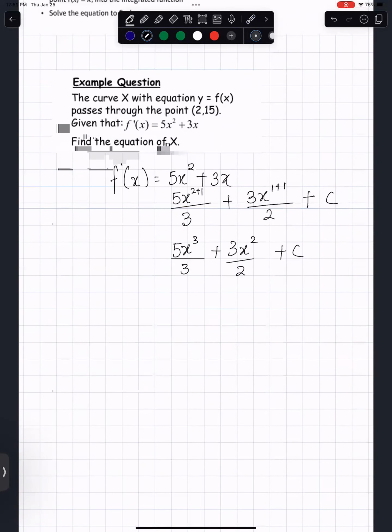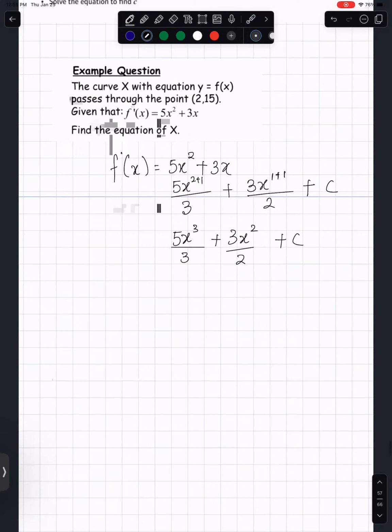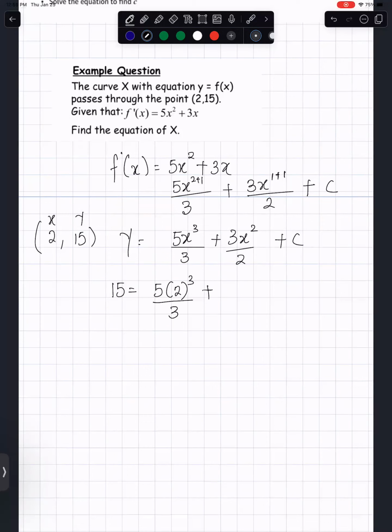We'll proceed here. Since the first step we have done is integration, now you have to substitute the values, which we have, that the curve is passing through the point (2, 15). So this point simply means this is x and this is y. So we are given our function, which is y equals to this. Then I have y, which is 15, equals 5 times x, which is 2, so I will substitute 2 for that, cubed over 3, plus 3 times x, which is also still 2, squared over 2, plus c. We don't know what c is. We are looking for that c.